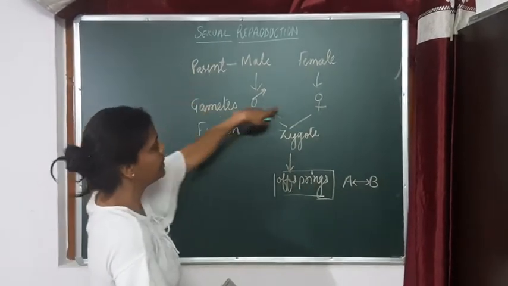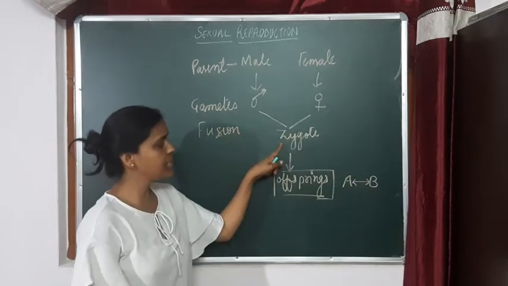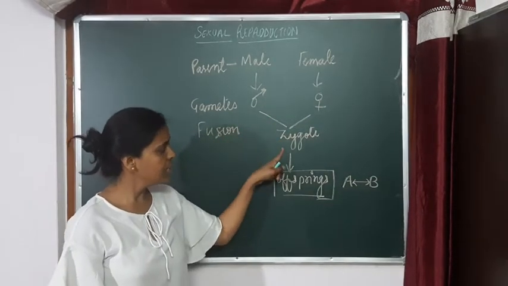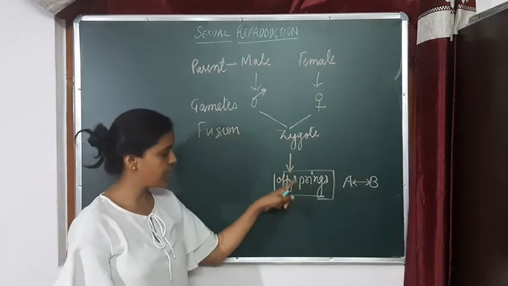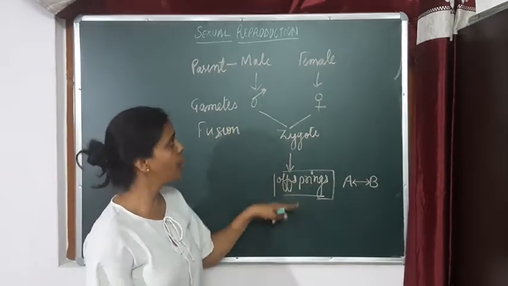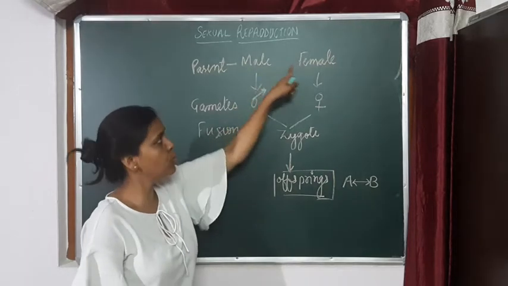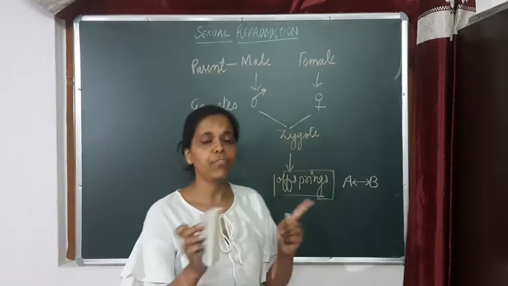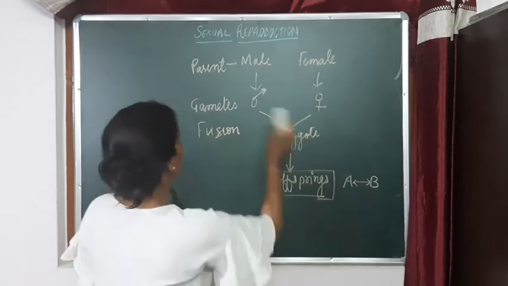So this is sexual reproduction. Parents, then the gametes are formed, the fusion of the gametes takes place, then the zygote is formed. The zygote, after meiosis and mitosis, gives rise to offspring, and these offspring which are formed are different from the parents also, and they are different from each other also. Okay?